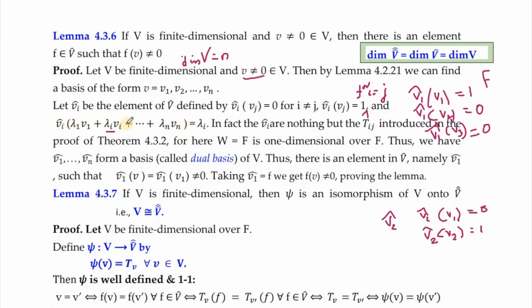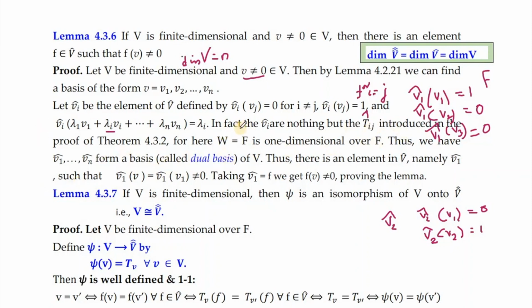So you have vi cap of vi is 1, for the rest it becomes 0, and therefore you are left with lambda I. Now in fact vi cap are nothing but the Tij's introduced in the proof of what we had in theorem 4.3.2. So this Tij is nothing but our vi is what we are defining here. And W there we had, here instead you have it as F, which is one dimensional. Thus we have v1 cap and so on, vn cap form a basis called dual basis. So there we proved Tij's to be a basis.